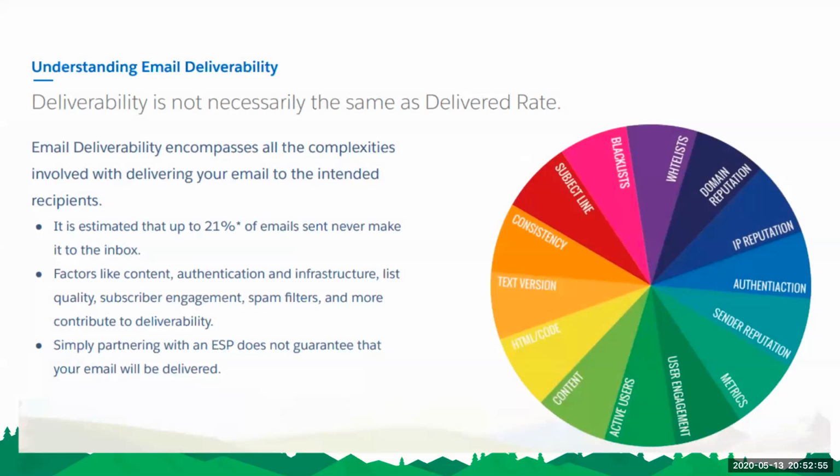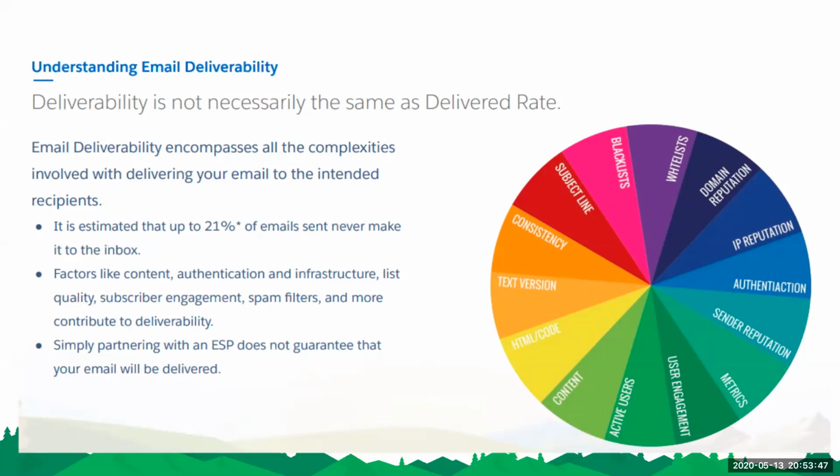And coming forward to understanding email deliverability, it is not necessarily the same as delivered rate. It encompasses all the complexities involved with delivering your email to the intended recipients. If we are sending out 100 emails, we cannot expect that all 100 emails are delivered. Maybe there are a few spams, maybe there are a few bounces. Factors like content, authentication, infrastructure, list quality, subscriber engagement, spam filters, and many more contribute to deliverability.